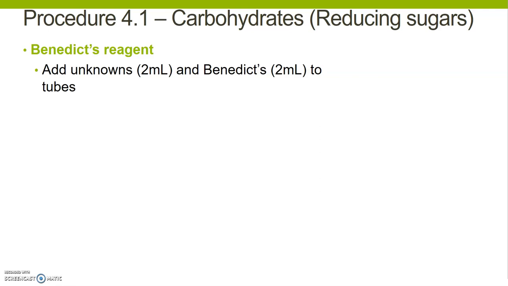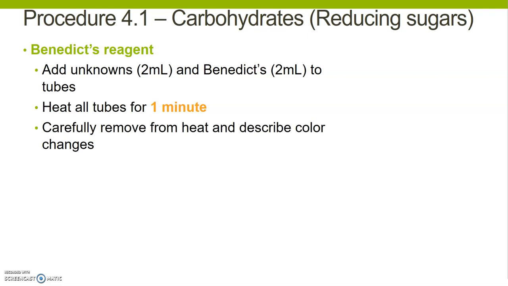You're going to add 2 milliliters of the Benedict's solution, and then you're going to throw it in some hot water. All of these have to be in hot water for a minute, which gives the solution a chance to react with the Benedict's solution to find the reducing sugars. Then you're going to remove it and view it. Now remember, hot things are hot, so be really careful there.